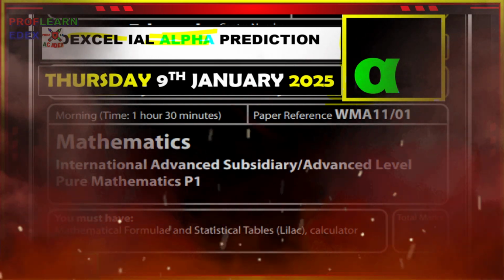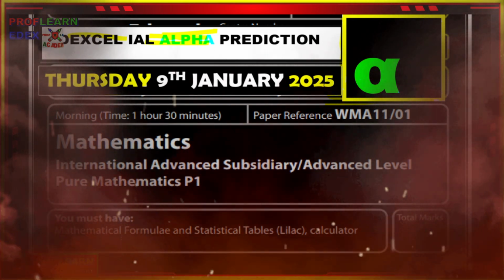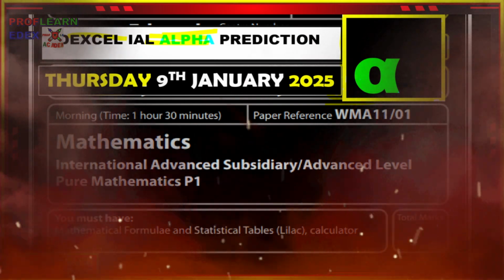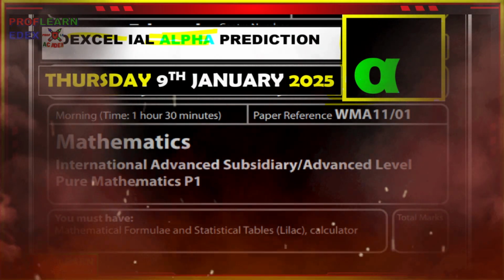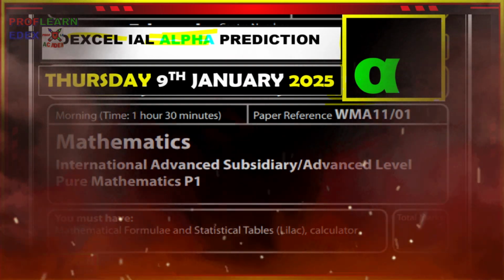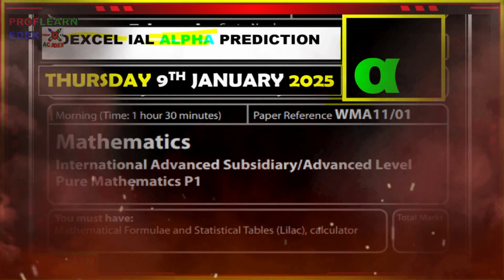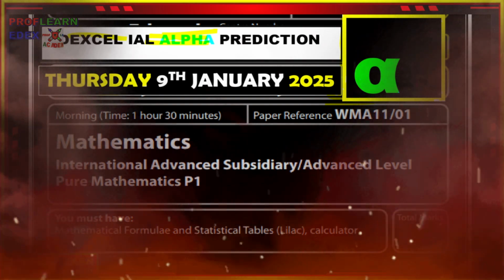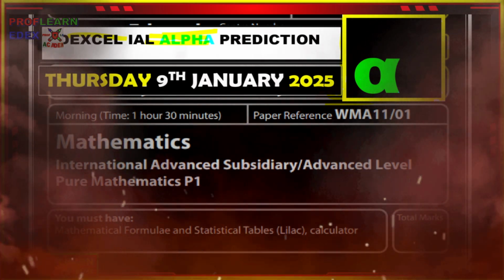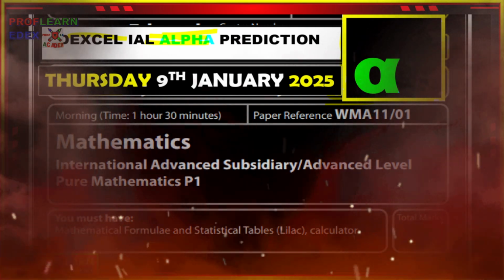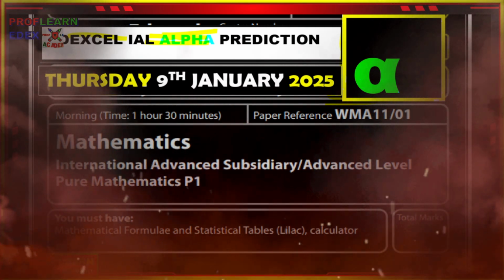In this particular video, we are going to have a discussion of the prediction of the January paper of Thursday 19th, 2025. So this is the alpha prediction, which means that the beta prediction will be coming. So I'll be having a series of two predictions, alpha prediction and beta prediction, for P1 Math of January 2025.